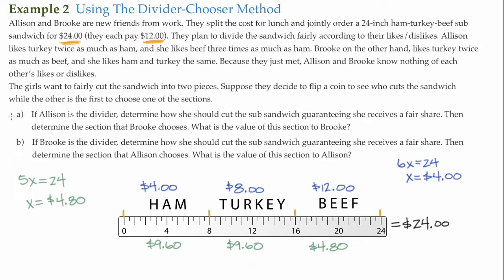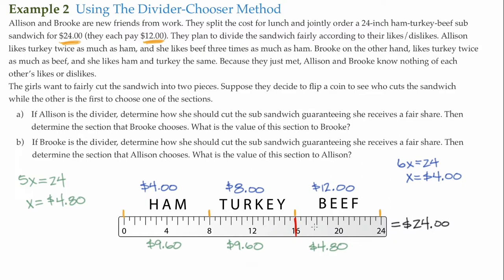So then A says, if Allison is the divider, determine how she should cut the sub sandwich, guaranteeing she receives a fair share. So she wants to cut the sandwich so that no matter which side or which slice Brooke selects, Allison is going to guarantee that she gets at least 50% worth, or in other words, $12 worth of the sandwich. So as we look right here for the beef portion, this is $12 worth right here.